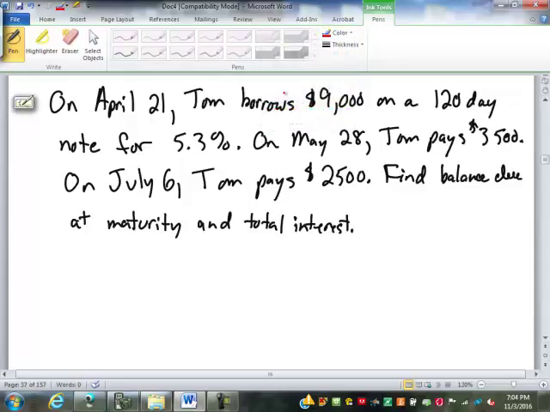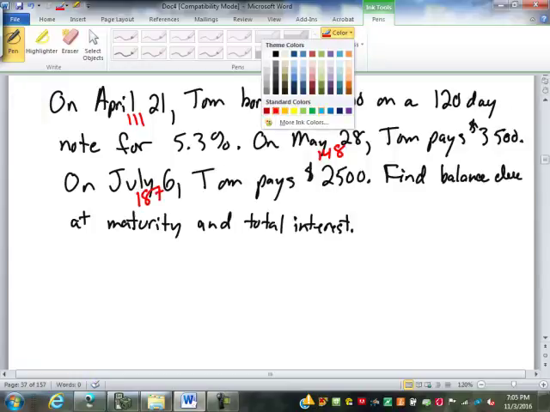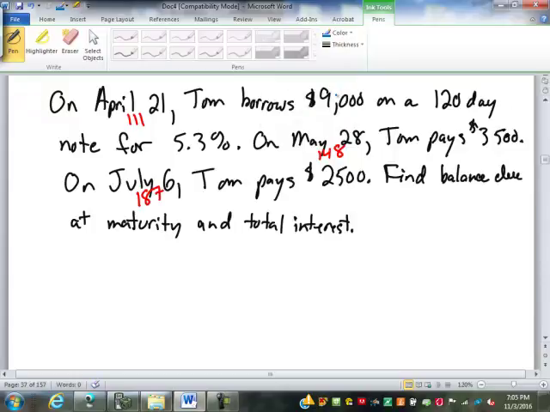Well, I'm going to go to my table in the book and look up these days right away. April 21st is what? 111? May 28th? 148. July 6th is 187. So now let's go ahead and proceed through this. Our first action, April 21st, was the inception of the loan. So that's not an action, that's just the beginning of everything. The first action that's on the loan is May 28th. So we need to figure out our days here. It's 148 minus 111, which is going to give us 37 days.